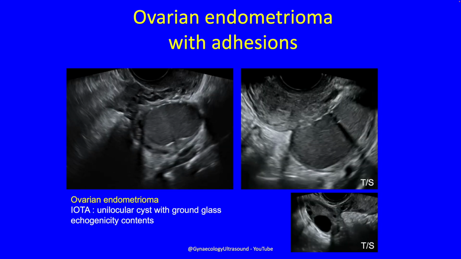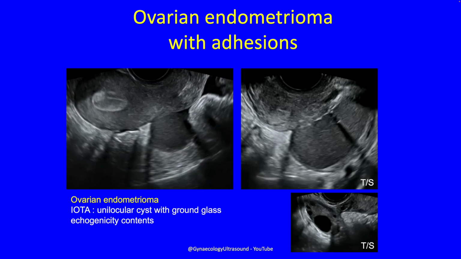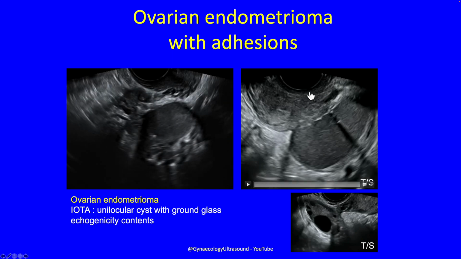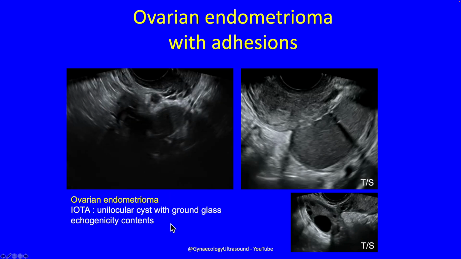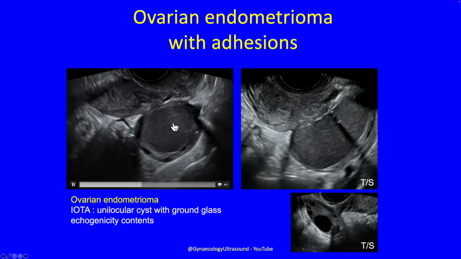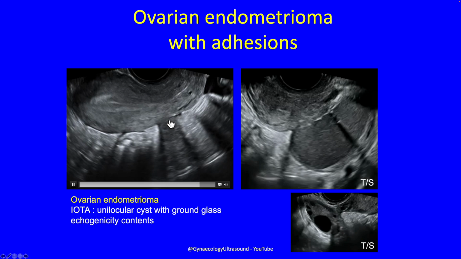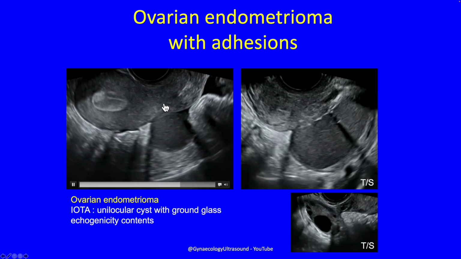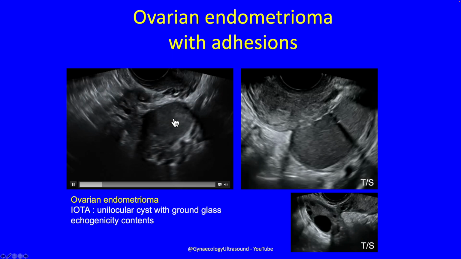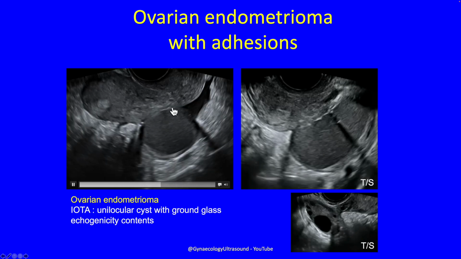So the next thing you look for, apart from the position, is what does the ovary look like? Well, here's an ovarian endometrioma. Using the IOTA language, it's a unilocular cyst. It's got ground glass echogenicity cyst contents. And you can see it's low. It's again sitting at the level of the internal os. It's very important, and we'll show you more. That's called the torus. This ovary is stuck to the torus.